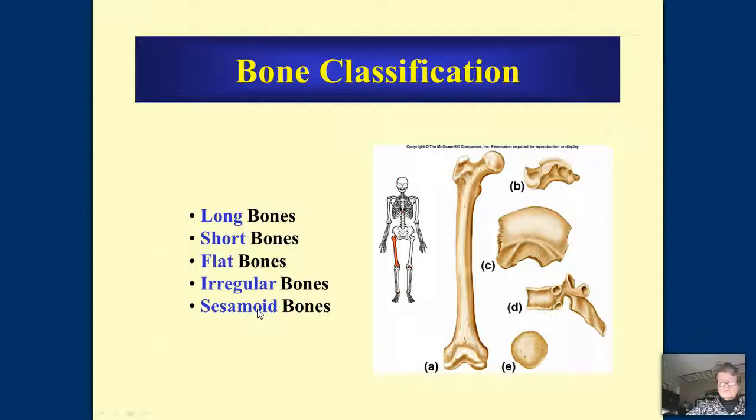Sesamoid bones are also called round bones. They're embedded within tendons and ligaments. This is the patella, the kneecap, that is a sesamoid bone, but you also find sesamoid bones at the base of the thumb and the base of the big toe.